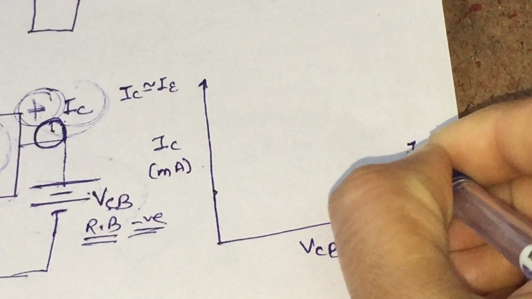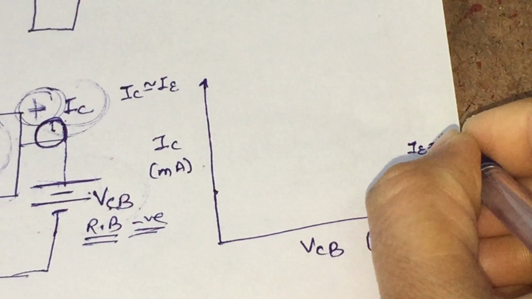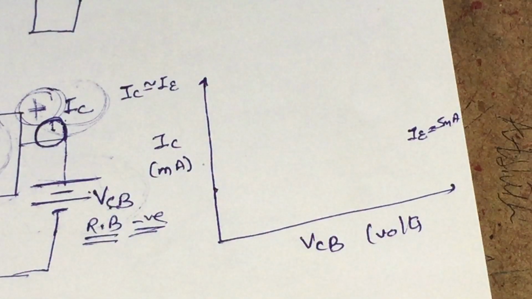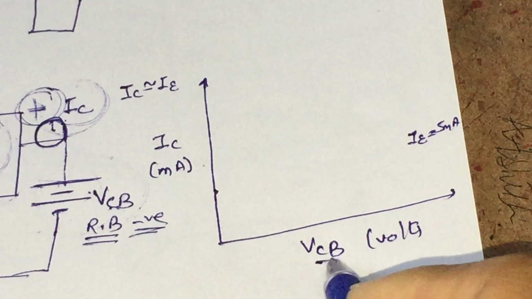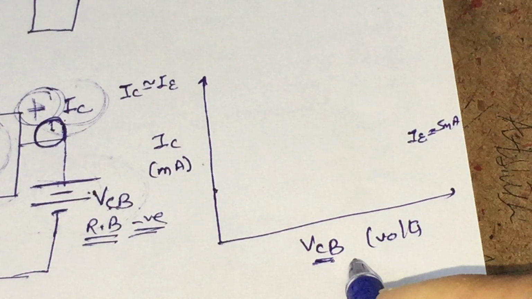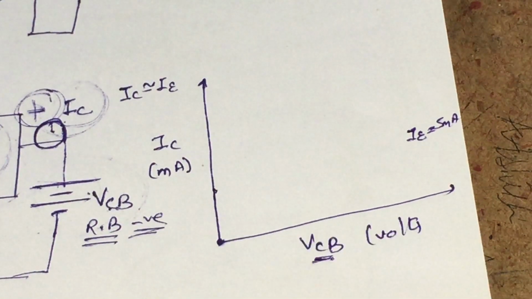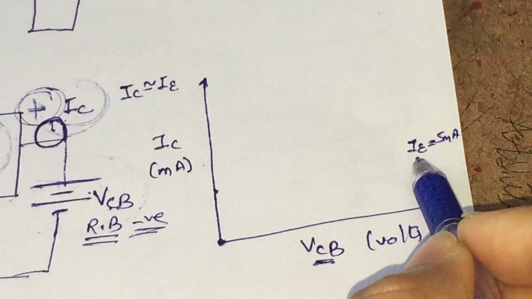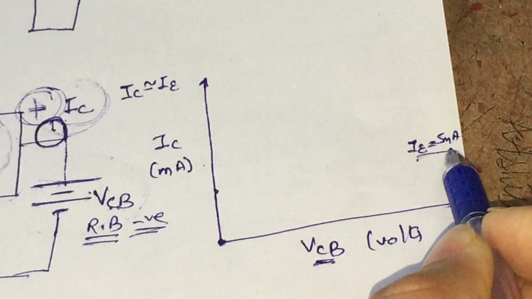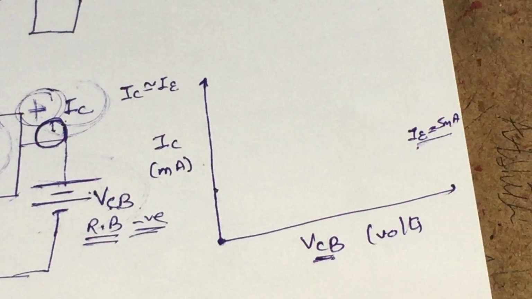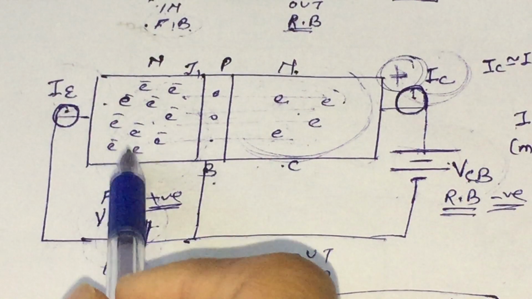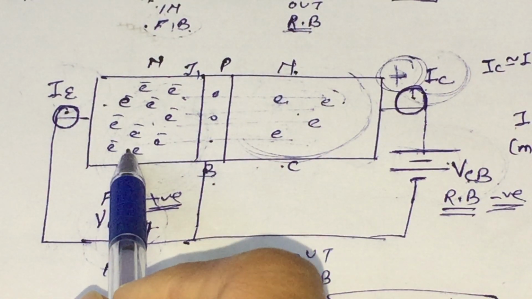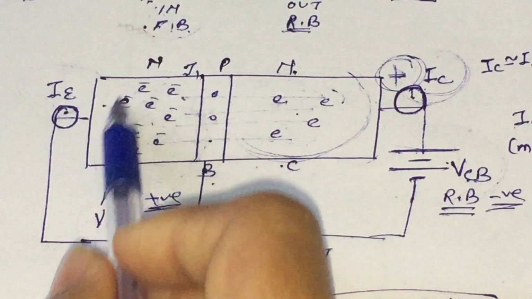Let us consider IE is taken as 5 milliampere, that is a constant quantity. When VCB is taken as 0, and the emitter current, that is the input current, is 5 milliampere, let us see what happens in the block diagram. We are taking this potential as 0 and this side is 5 milliampere.